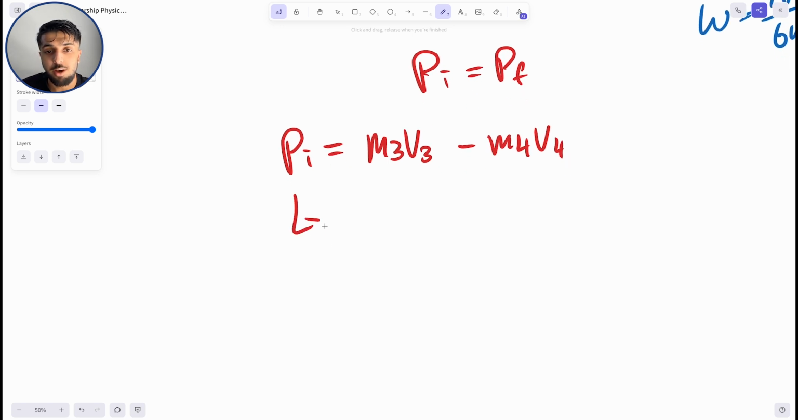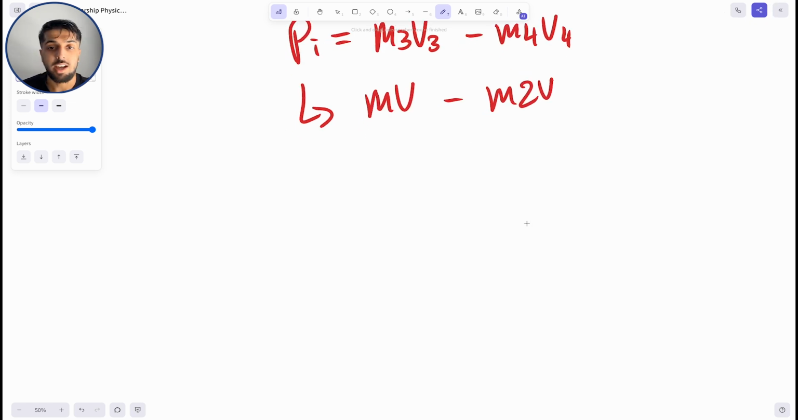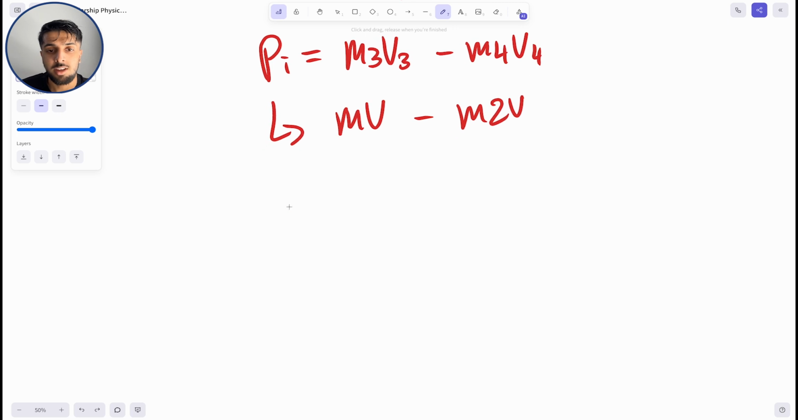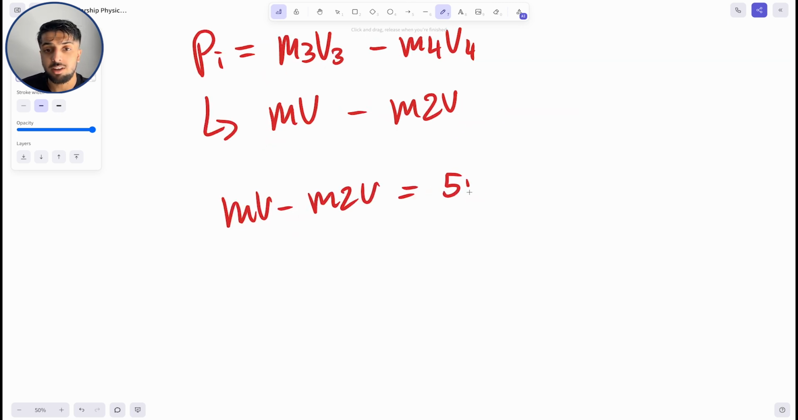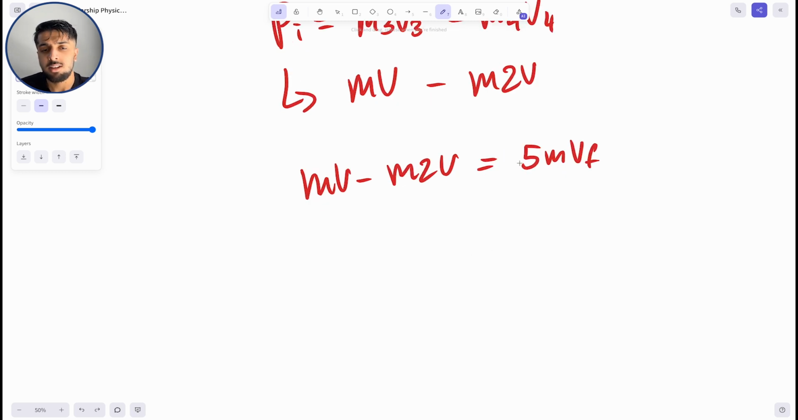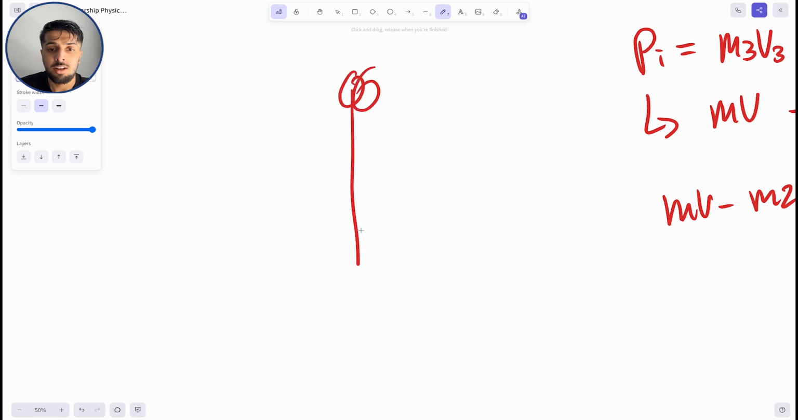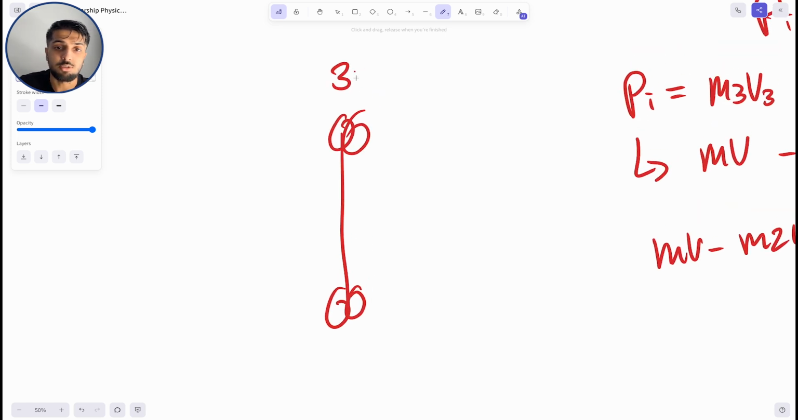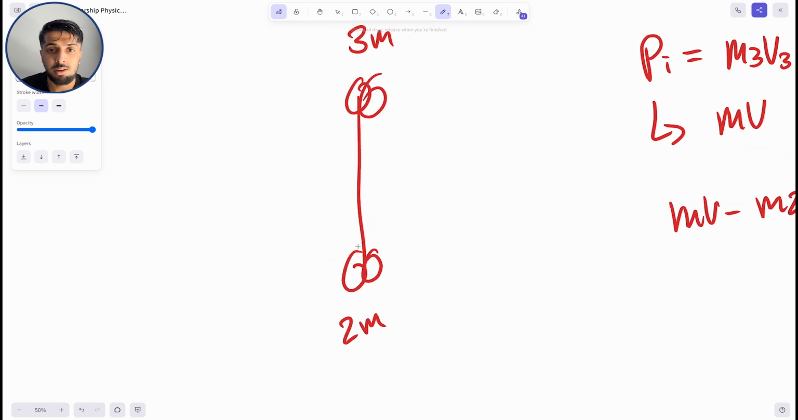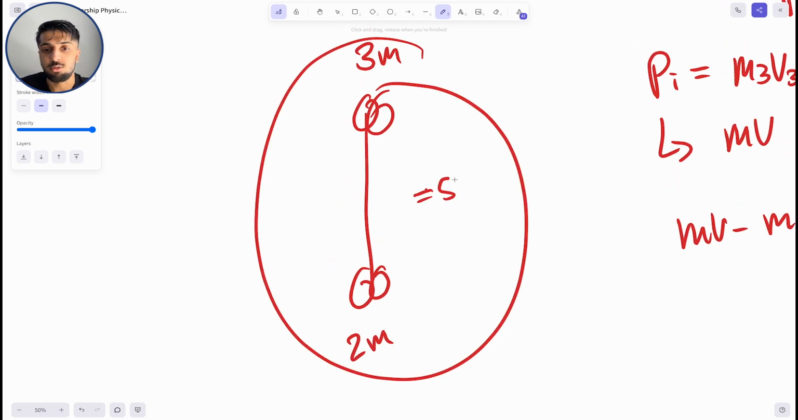Now we can plug in our values. We know that m3 is just mass m, and m3 is moving at a velocity v, minus m4, which again has a mass m, but is moving at a velocity of 2v. And so this is our initial momentum, so mv minus 2mv. Now our final momentum is 5mvf, where vf is the final velocity. This 5m comes from the fact that after the collision, the top is equal to 3m and the bottom is equal to 2m. So all of it combined is obviously equal to 5m.